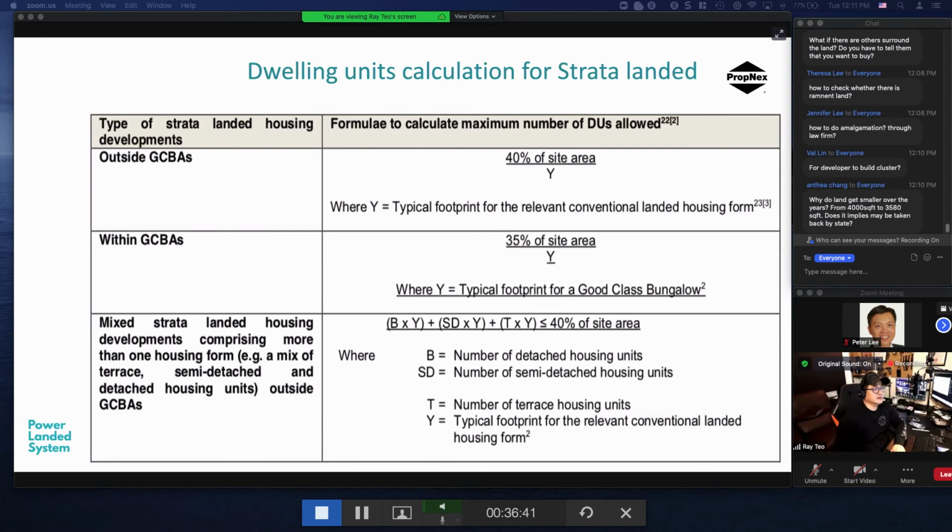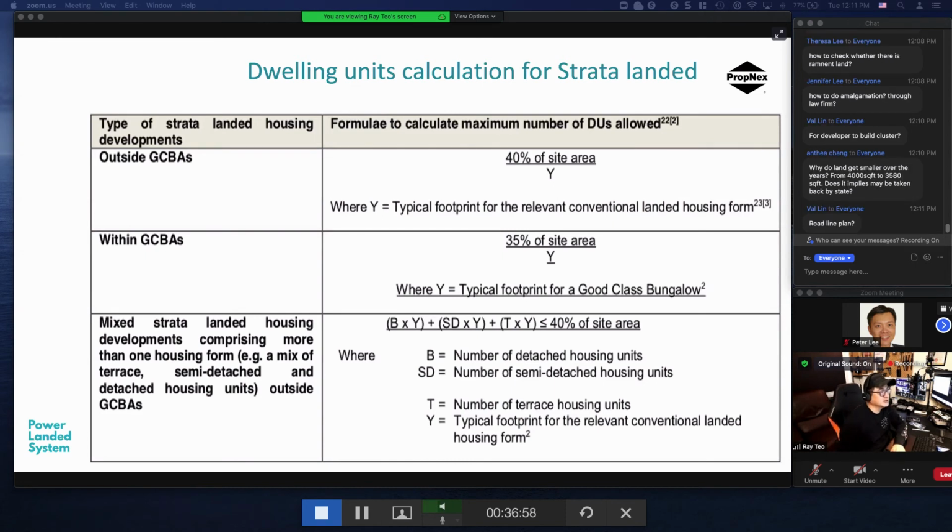Why does land get smaller over the years, from 4,000 square feet to 3,580? Does it imply maybe it was taken back by the state? Again, land gets smaller over the years because people buy and do subdivision. That's why landed gets smaller and smaller. Condos get smaller and smaller. HDB also gets smaller and smaller.